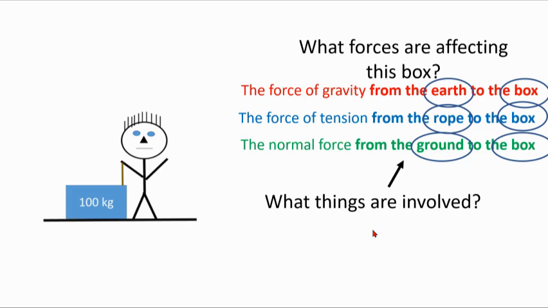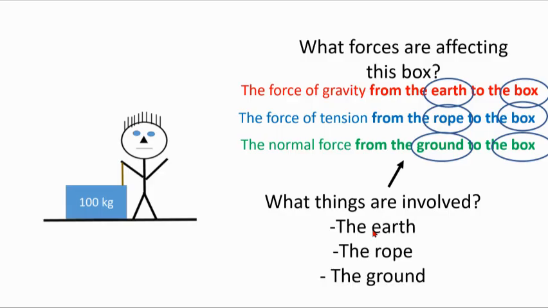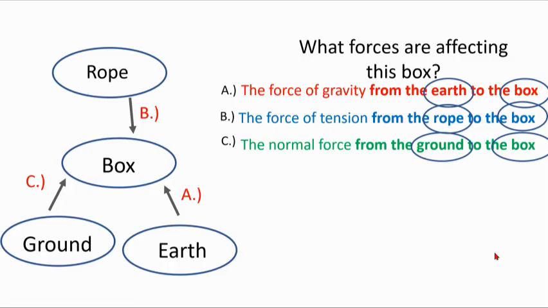And when we create a force schema, we're going to look at the things that are involved in it. Those things are the earth, the rope, and the ground. So basically, I just circled the nouns. These things are either causing a force or receiving a force. And so I put those things in these little ovals. I have the box, the rope, the ground, the earth. And these all have arrows because each of these objects is giving a force to the box.